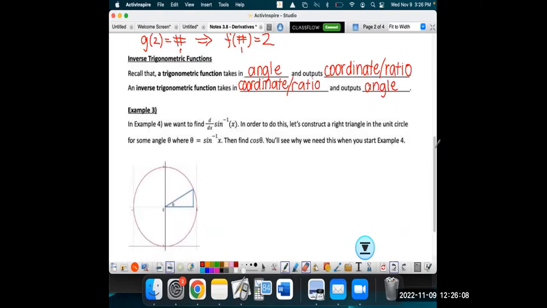Okay. So in example 3, I am looking at some information to help us figure out what we need in example 4. Because example 4 says find the derivative of sine inverse of x. The beginning of the notes was all about inverse function derivatives. We have that formula. We can use that technically, but we need some additional information in order to do that with inverse trig functions. So what I would like to do first is go to example 4, and then we'll revisit this in a second.